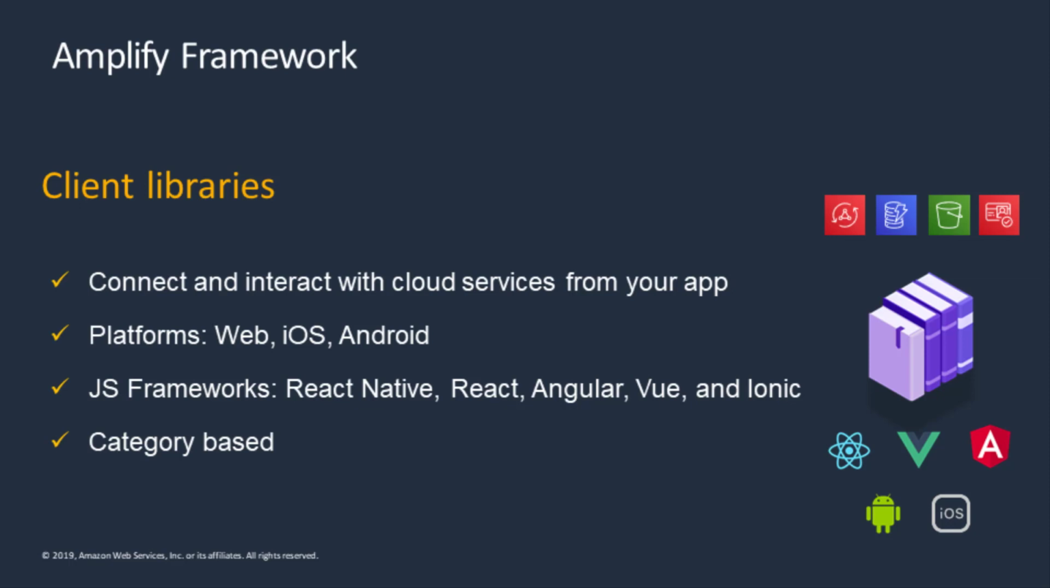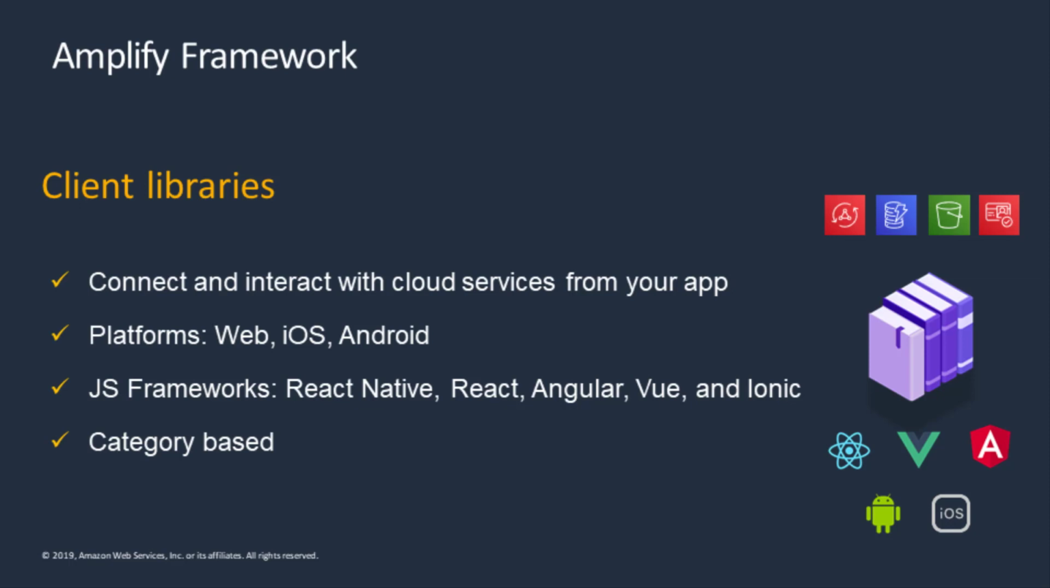We support different types of platforms, which is web, iOS, and Android. And if you're working on web, then we support different JavaScript frameworks such as React Native, React, Angular, Vue, and Ionic. Again, client libraries are category-based, which means your libraries are based on the categories that we earlier listed, let's say storage, auth, API. So again, the libraries are use case-based, divided into categories.